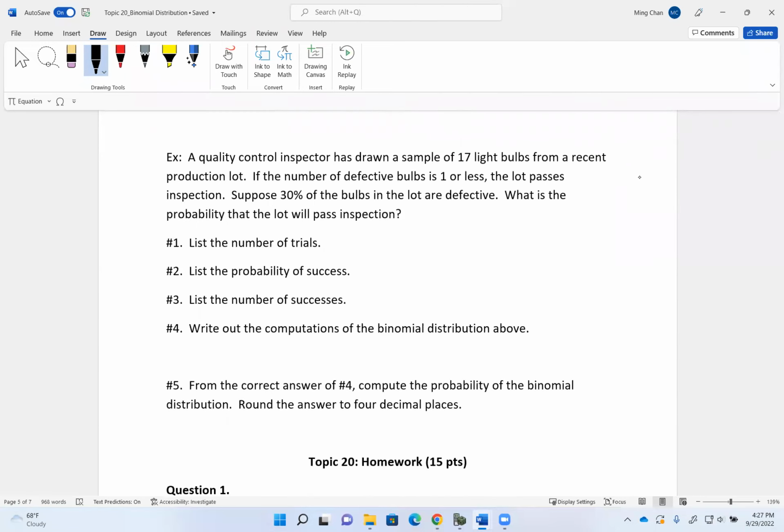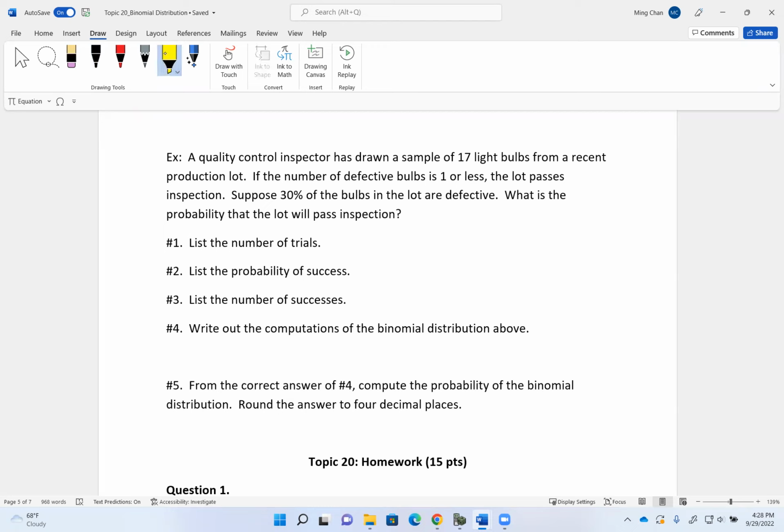All right, a quality control inspector has drawn a sample of 17 light bulbs from a recent production lot. Light bulbs are either defective or not defective. If the number of defective light bulbs is 1 or less, then the lot passes the inspection. Suppose 30% of the bulbs produced in the lot are defective. What is the probability that the lot will pass the inspection?